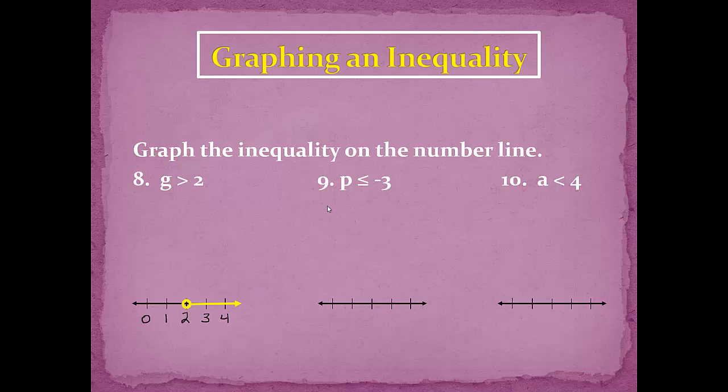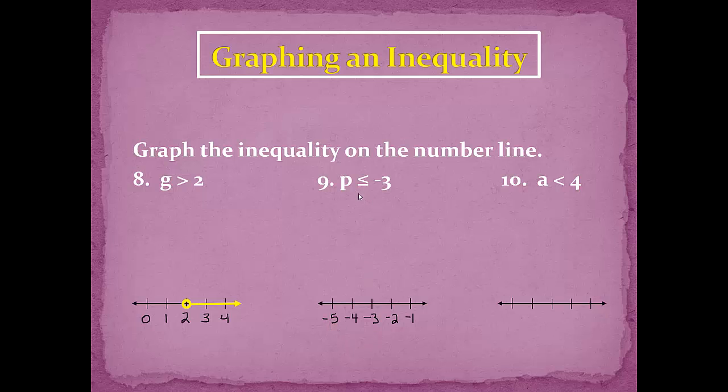Now for number 9, we have p is less than or equal to negative 3. So first we need to write the numbers on our number line. So we'll have negative 3 right in the middle, and then to the right we would have negative 2, and then negative 1. And to the left of negative 3, we have negative 4 and negative 5.